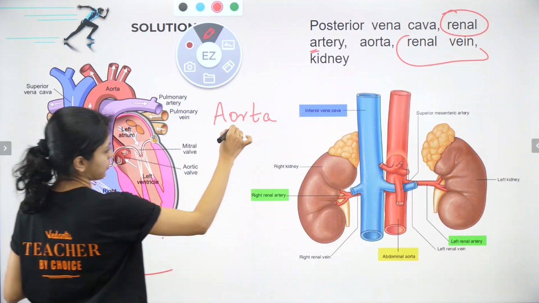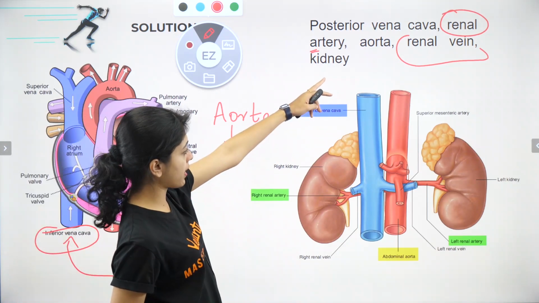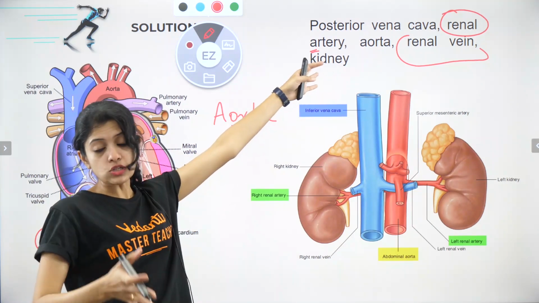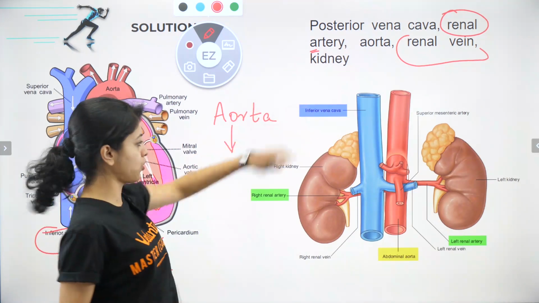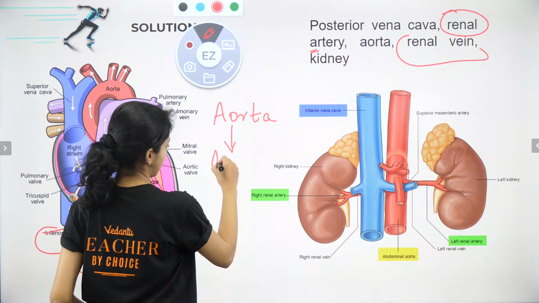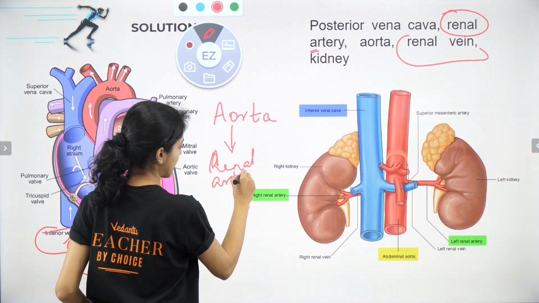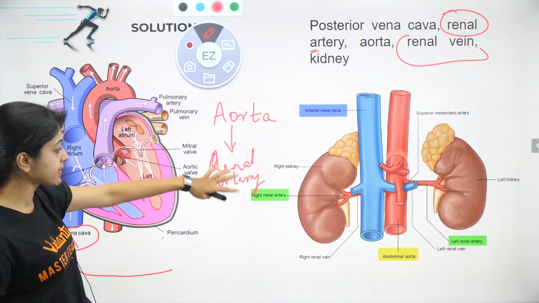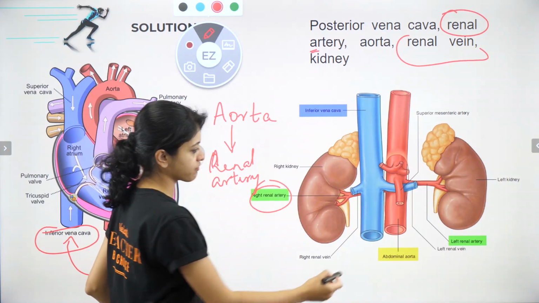So starting with the aorta, where does it take blood to? The aorta divides into the renal artery, which is a smaller artery than the aorta. Okay, the renal artery, so that it can carry oxygenated blood from the heart to the kidney. It's right here, the right renal artery and the left renal artery.